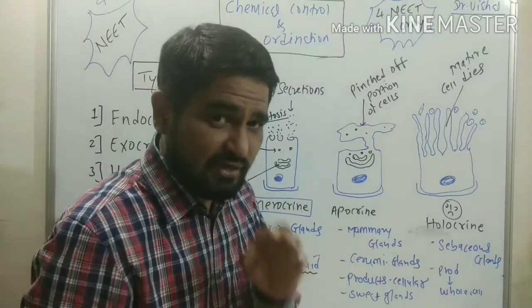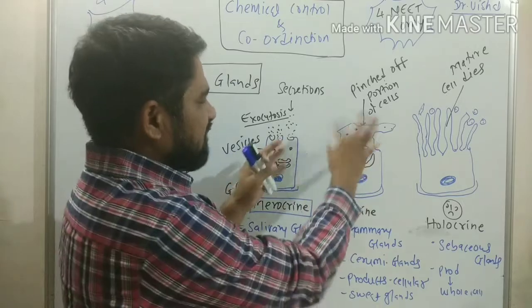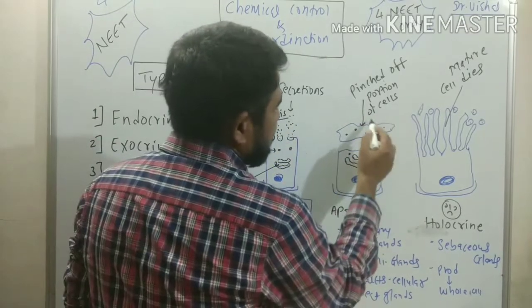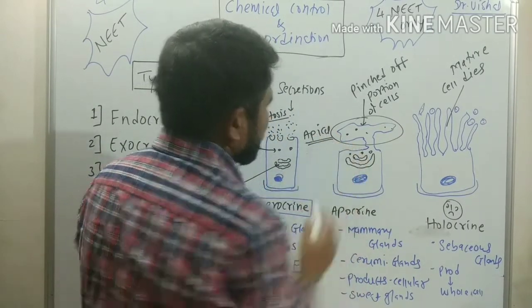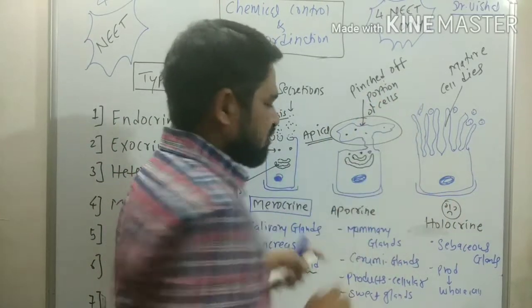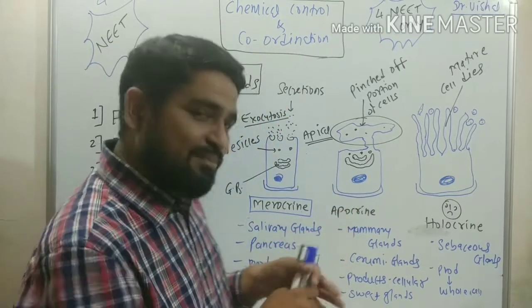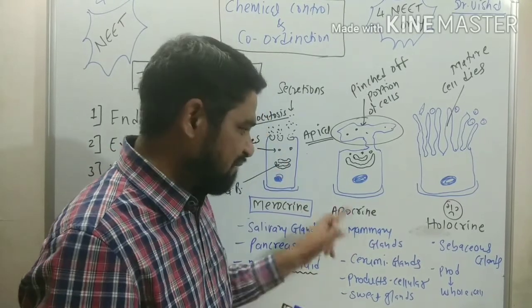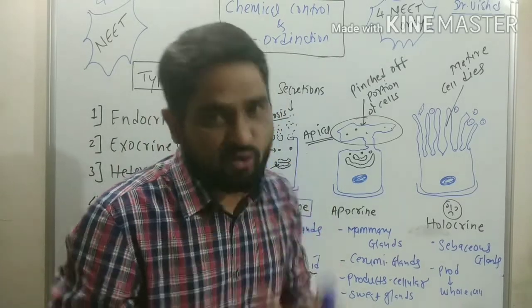The second type of glands, which are very common in our body, are called apocrines. Now imagine the diagram, what is happening in apocrines. This is the apical portion. Some apical portion of the cells is pinched off. You can remember the mnemonic: apocrine, apical portion. Mammary glands are examples of apocrines, ceruminous glands are apocrines, and sweat glands are also apocrine glands.